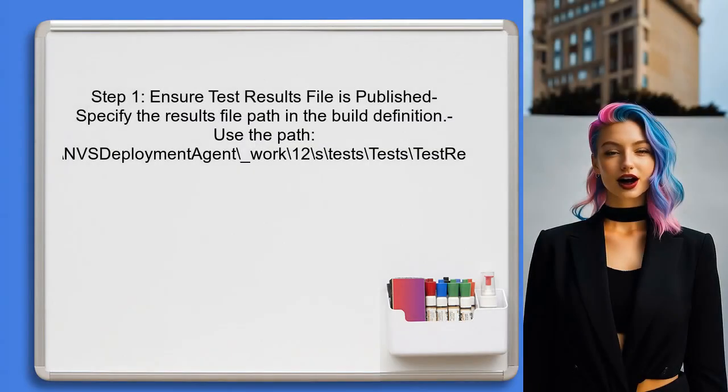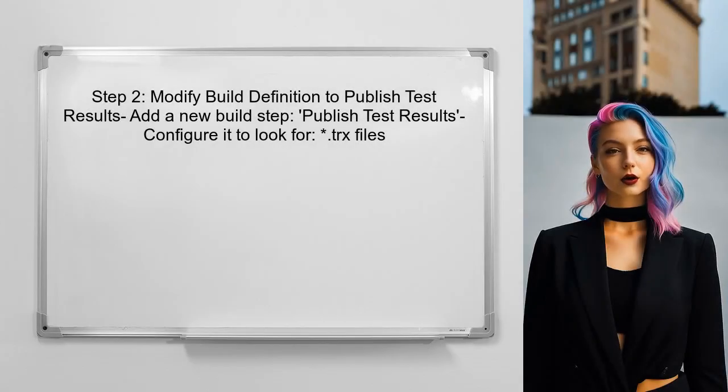To begin resolving the issue with test results not appearing in the build summary, the user should ensure that the test results file is being published correctly to TFS. This can be done by specifying the results file path in the build definition. Next, the user should modify the build definition to include a step that publishes the test results. This step is crucial for TFS to recognize and display the test results in the build summary.